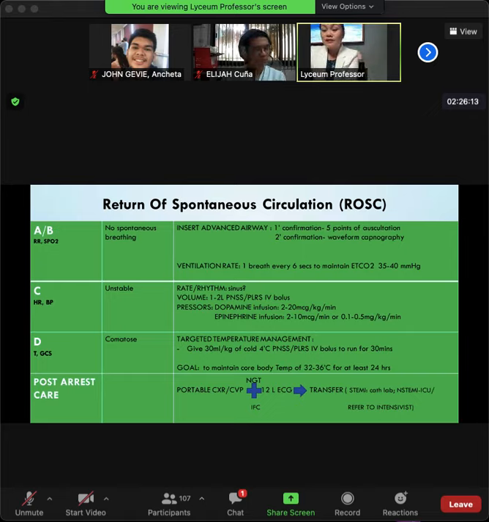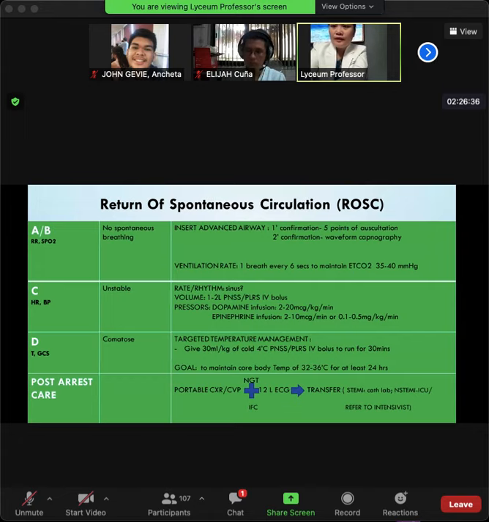If the patient has a STEMI or ST elevation MI, you can refer the patient to cath lab, okay, for the MI to be addressed. And if the patient has non-STEMI or non-ST elevation MI, you can just transfer the patient to ICU and refer it to an intensivist. Okay?